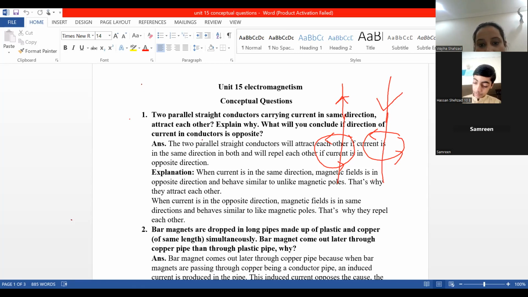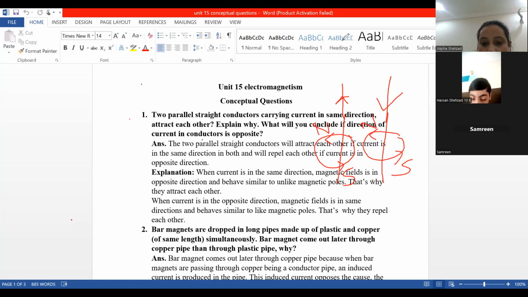When the direction of the magnetic field is the same, their poles will be the same. Obviously, if this is a north pole, this will also be a north pole, and we know that a north pole repels a north pole. And if this is a south pole and this is also a south pole, these two south poles are similar to each other, so they will also repel each other. So when the current is in opposite direction, the magnetic field is in the same direction and behaves like similar magnetic poles. That is the reason they will repel each other.